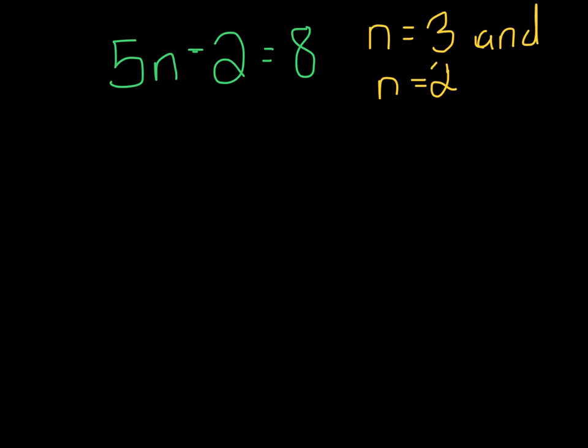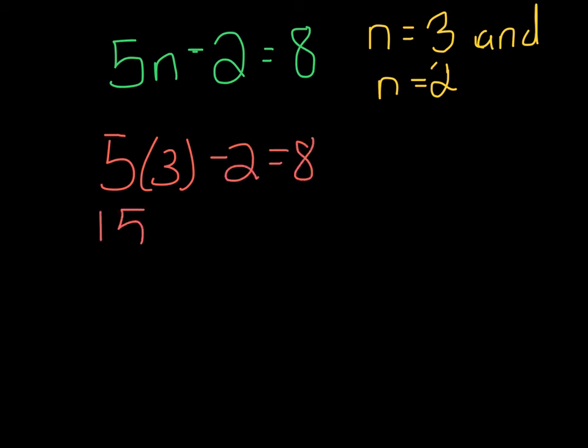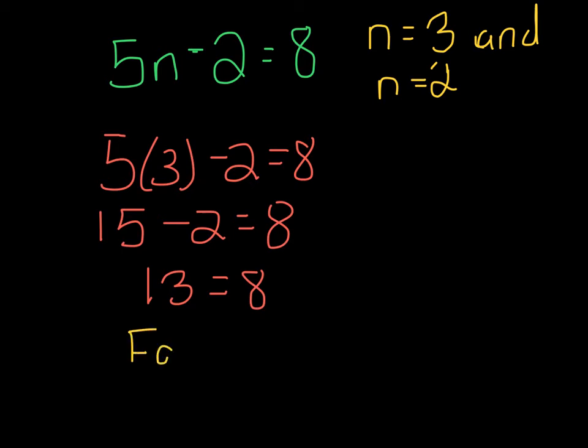So we have 5 times 3 minus 2 equals 8. 5 times 3 is 15, minus 2, and when we subtract 15 minus 2, we get 13 equals 8. We know that's not equal, so this is a false statement.